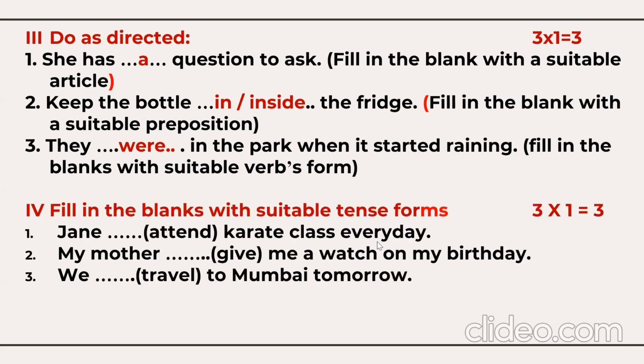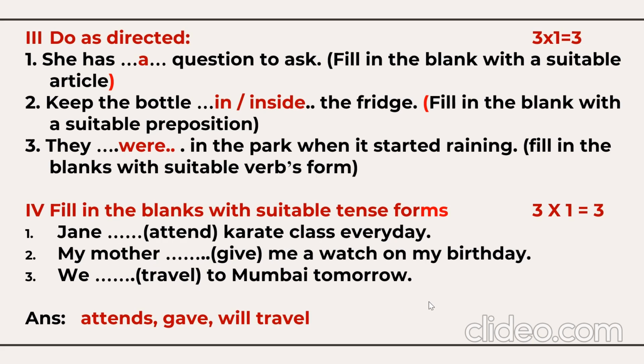Next question, suitable form of the tenses. Jan blank attend karate class every day. So Jan attends karate class every day. My mother give me a watch on my birthday. So we can't say gives. My mother gave me a watch on my birthday. We travel to Mumbai tomorrow. We will travel to Mumbai tomorrow. So the answer can be like this: attends, gave, will, travel. So the tense is here for the 3 marks.